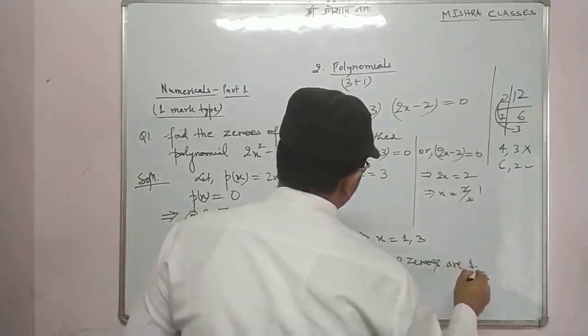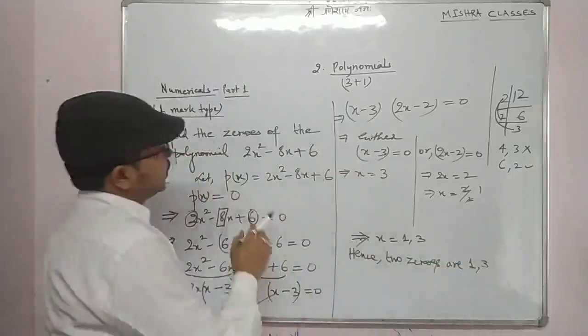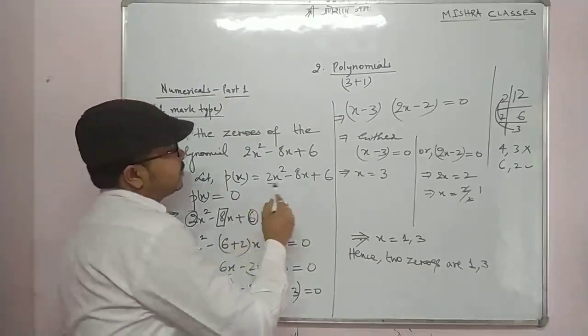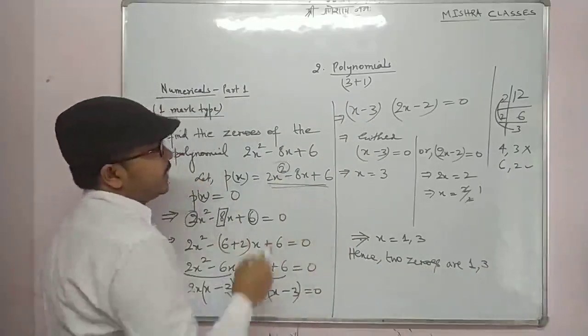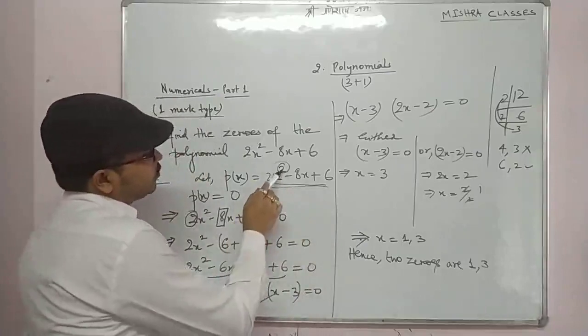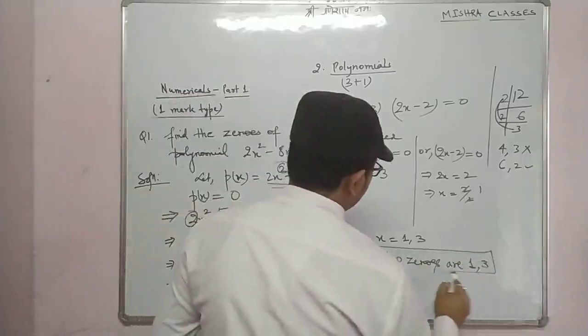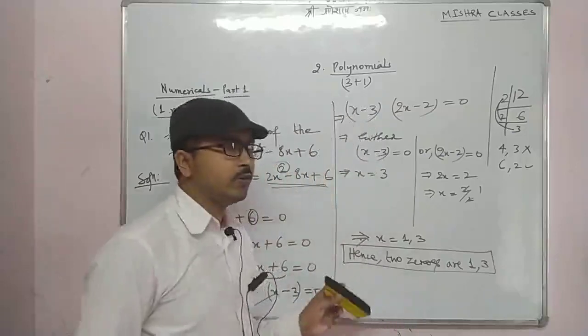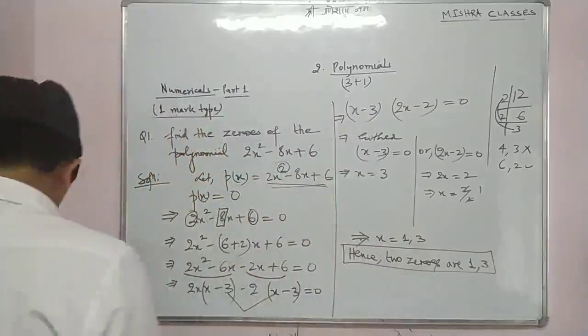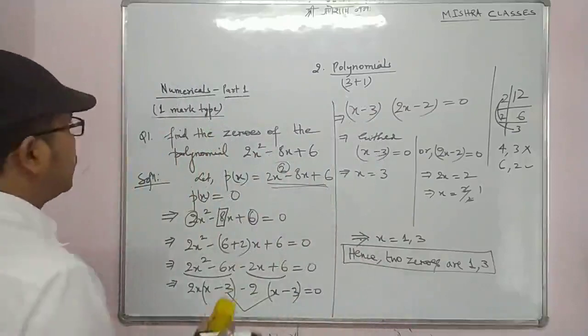Hence the two zeros are 1 comma 3. If you remember, this equation is quadratic and it is of second degree. Alright, so it will have two values of x, that means two zeros. So two zeros are 1 comma 3. Is it clear to you? Next we have question number 2.